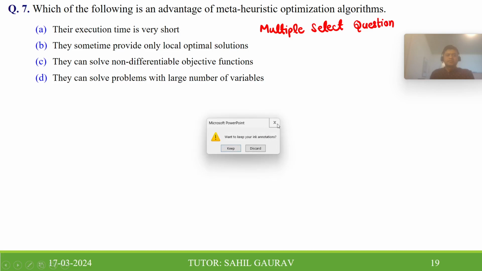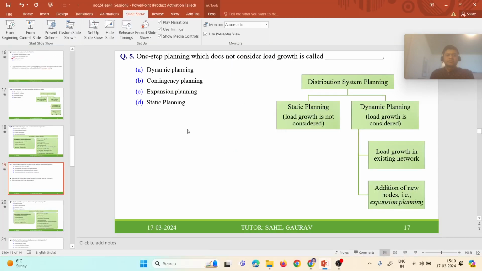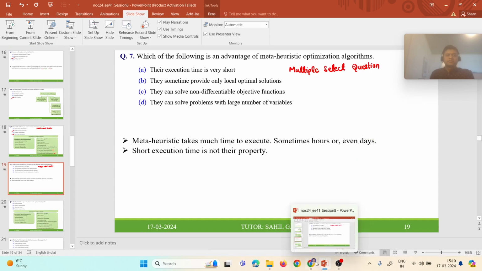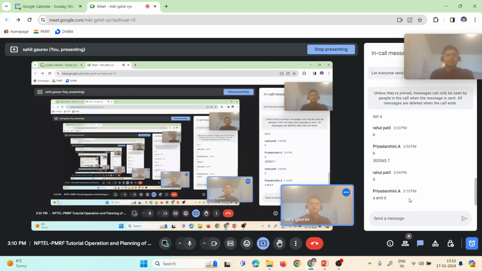Option C and D. Yes, correct. Option C and D are correct. No, A and D is not correct.